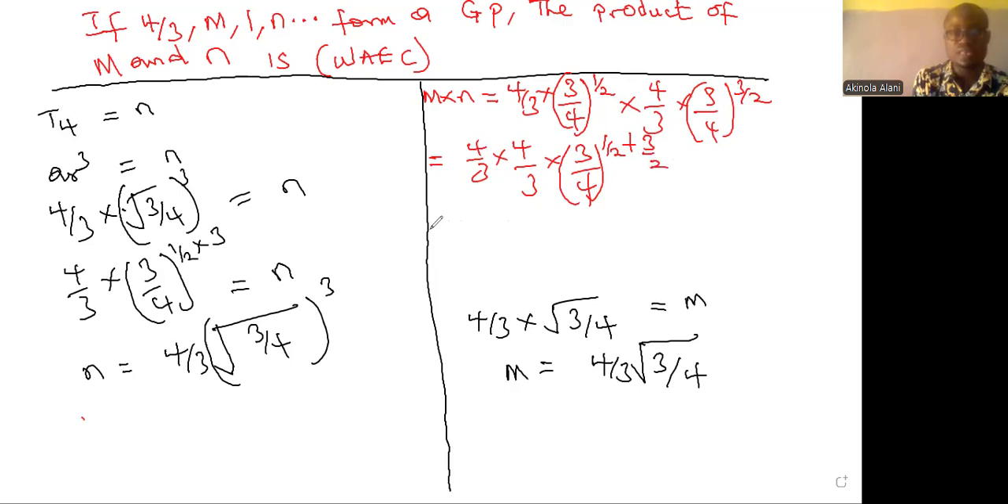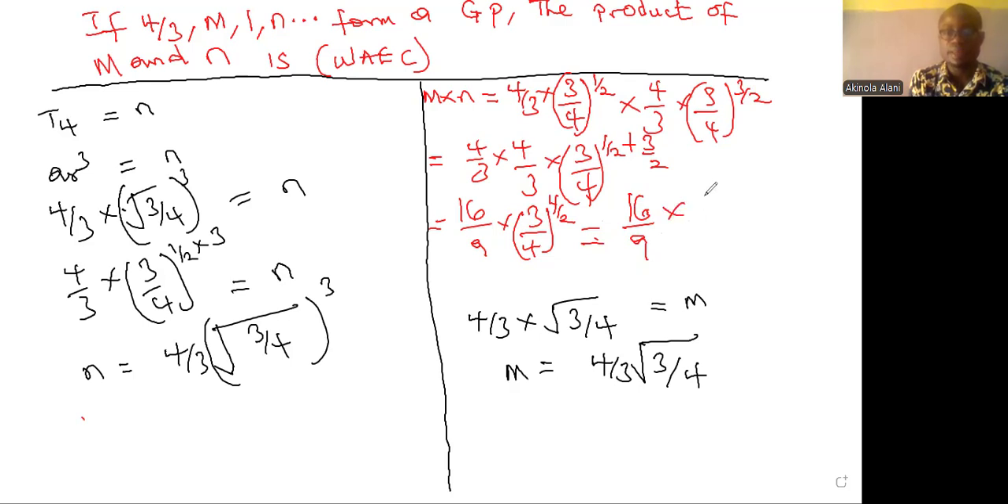So this is going to give me 16 over 9 times 3 over 4 raised to the power of 4 over 2. And this is going to be equal to 16 over 9 multiplied by 3 over 4 raised to the power of 2.